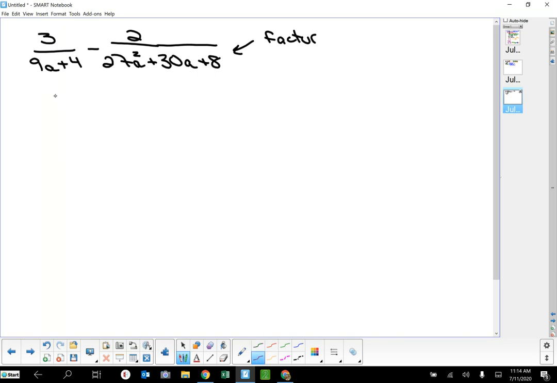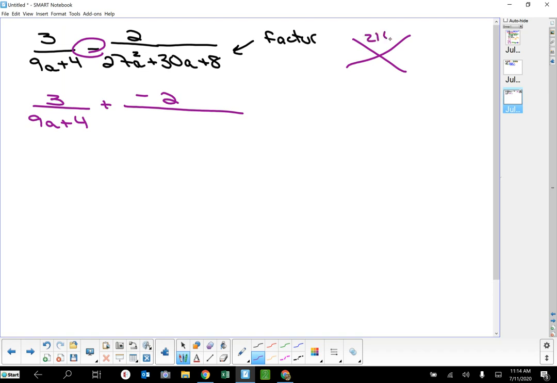So this is going to take me to 3 over 9a plus 4. I'm going to write this as a plus and move the negative to the 2. And then I'm going to factor that denominator. So 27 times 8 is 216. And I have a 30 down here. And it just so happens that 18 and 12 are factors that will multiply to 216 and add to 30.